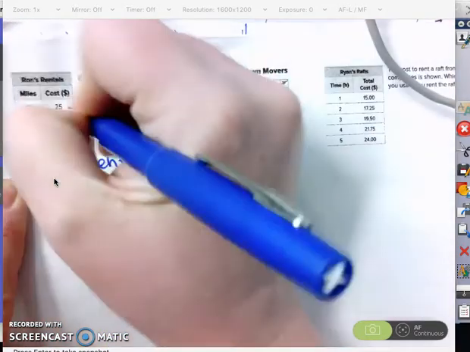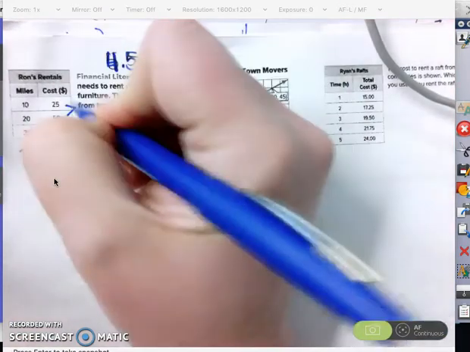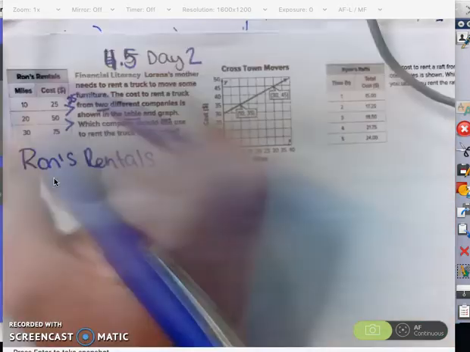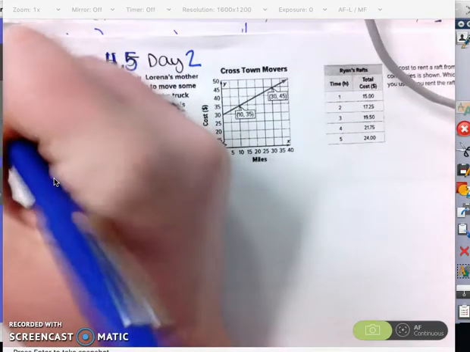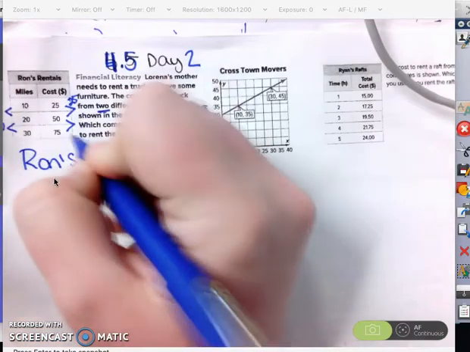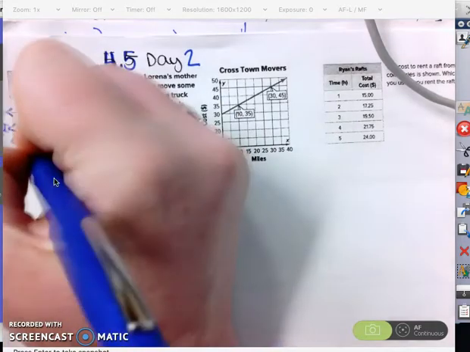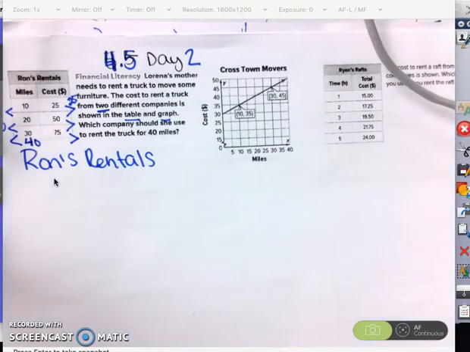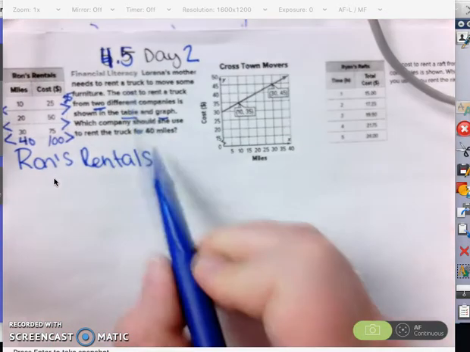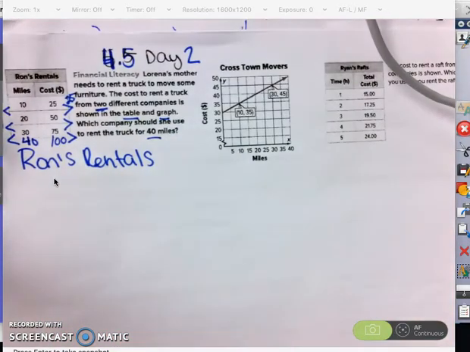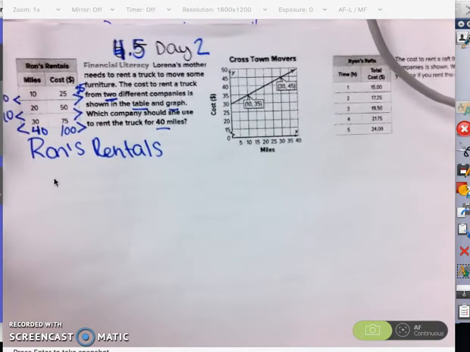We want to find the rate of change first. So what are we adding each time to the cost? We're adding 25 each time. And to the miles, we're adding 10 each time. Now, if you added another 10 to 30, it would be 40, correct? And then I would just add another 25 down here, and right away we can say Ron's rentals for 40 miles would be $100. But that's not how I want you to find it.